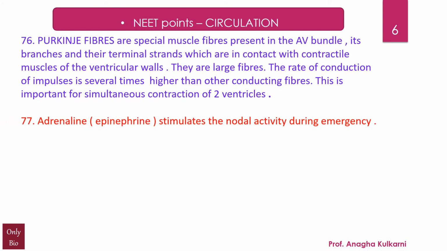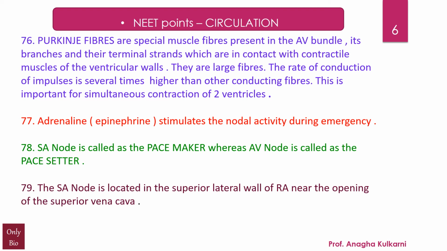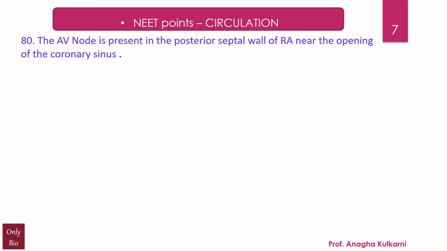Next, adrenaline, that is epinephrine, stimulates the nodal activity during emergency. Next, SA node is called as a pacemaker, whereas AV node is called as a pace setter. Next, the SA node is located in the superior lateral wall of right auricle near the opening of the superior vena cava. Point number 80. The AV node is present in the posterior septal wall of the right auricle near the opening of the coronary sinus.